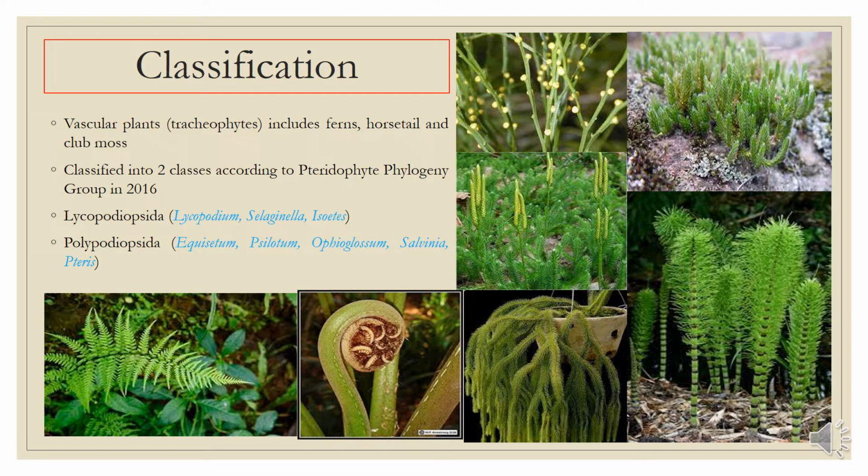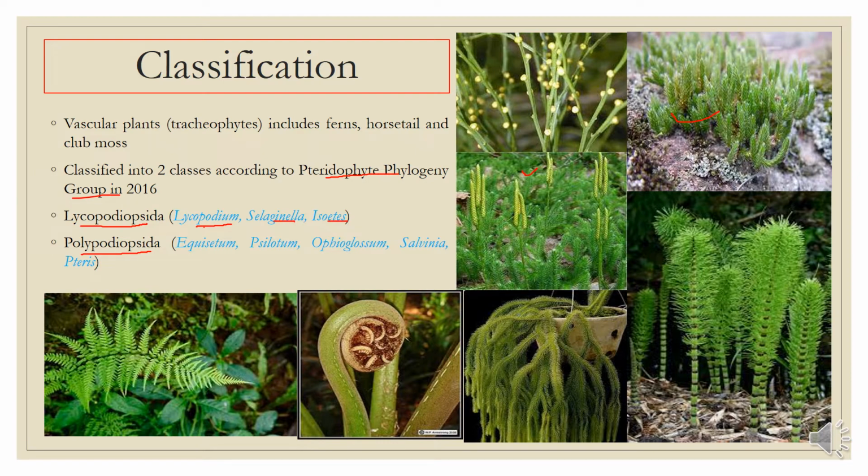Classification: according to the Pteridophyte Phylogeny Group 2016, the pteridophytes have been divided into two classes, Lycopodiopsida and Polypodiopsida. So Lycopodiopsida contained Lycopodium, Selaginella and Isoetes. It also contained many other plants, but these are the most important. They are covered in most of the MSc and BSc syllabus, so I mentioned this.